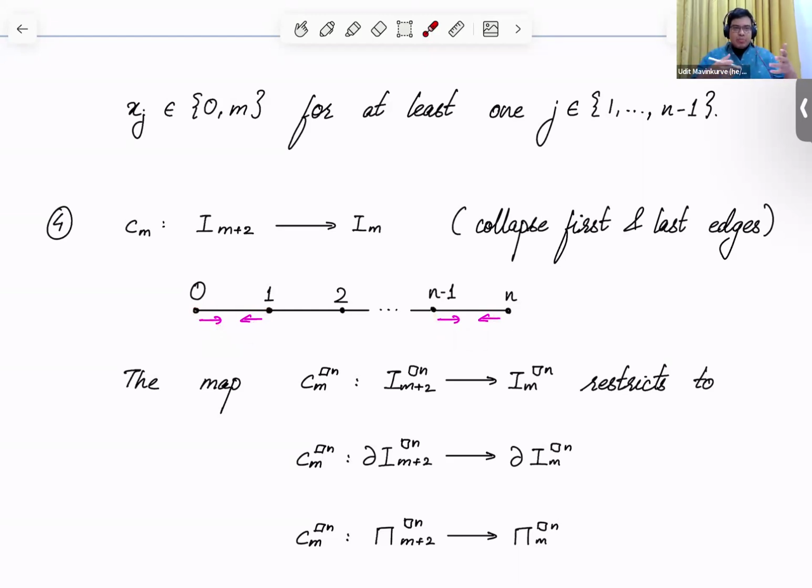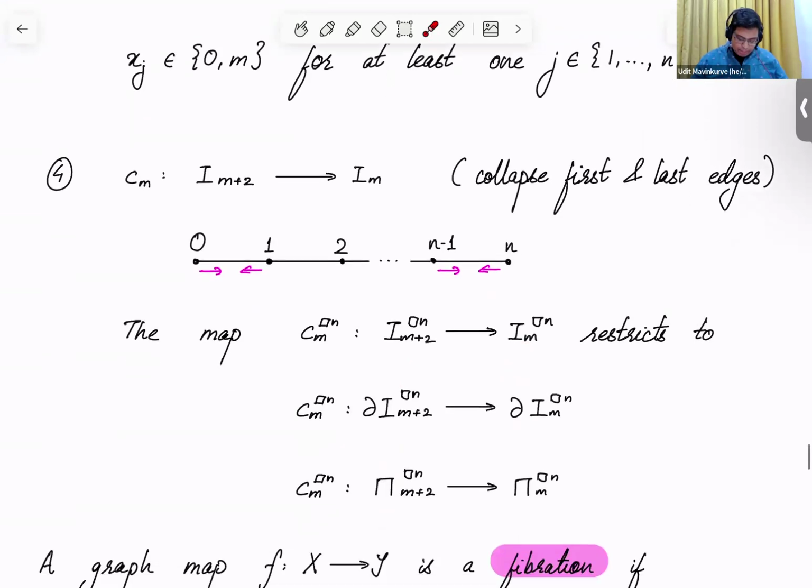And when you take the product of that map with itself n times, you're going to get a map from the n-dimensional cube of size m+2 to the n-dimensional cube of size m, where you're just expanding or repeating a vertex at the end, or you're collapsing the outer boundary. And because of the way we have defined this shrinking map, it's going to restrict to a map on the boundary of the cubes, and it's also going to restrict to a map on the corresponding open boxes. And if you drew these inclusions, all these squares are going to commute.